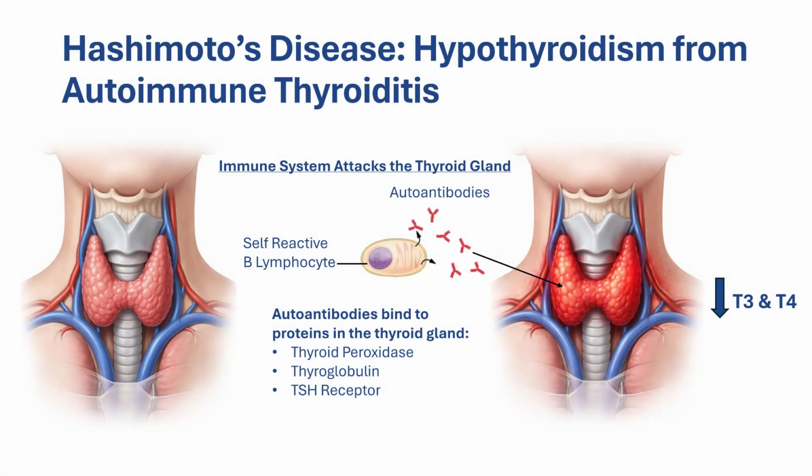Hashimoto's disease, or autoimmune thyroiditis, is an autoimmune disorder affecting the thyroid gland leading to hypothyroidism. In this condition, immune-mediated destruction impairs thyroid hormone production. The self-reactive B lymphocytes produce autoantibodies that bind to proteins in the thyroid gland. Thyroid peroxidase or thyroglobulin autoantibodies commonly assist with diagnosis of Hashimoto's disease. In some cases of Hashimoto's disease, antibodies block the TSH receptor, preventing activation.